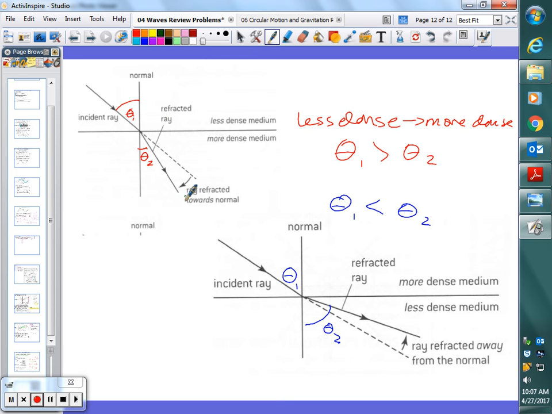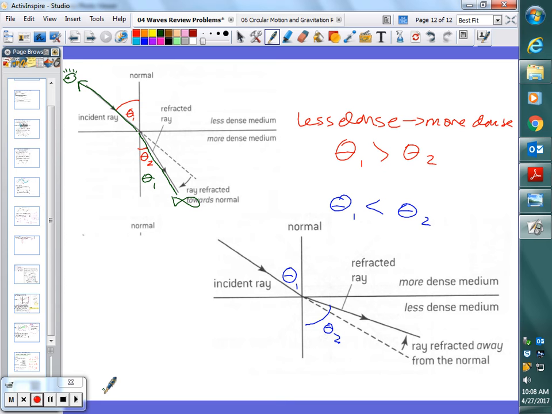If we work in reverse here, let's say there's your fish. Light bounces off of the fish. I'm going backwards here, so the light is coming this way as it approaches the boundary between the water and the air. When we go from a more dense medium to a less dense medium, we bend away from the normal. So theta 1, which would be this one here, is less than theta 2, so it bends away.